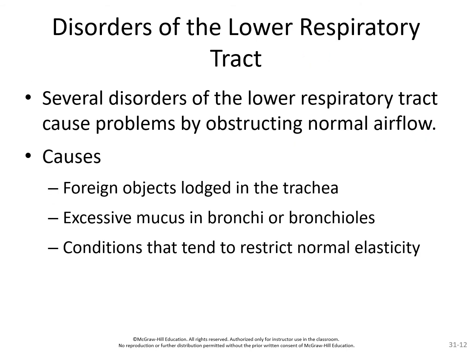Okay, so there are several disorders of the lower respiratory tract. Some of them cause problems by obstructing normal airflow. So what are the ways that you can obstruct normal airflow in the lower respiratory tract? You can have foreign objects that are lodged in the trachea. This, of course, is going to cause choking. You can have excessive mucus production in the bronchi or bronchioles, and there are a number of things that can cause this. And then there are conditions that can restrict the normal elasticity of the lungs. Lung tissue is normally pretty incredibly elastic. It has a great ability to expand and then return to its original shape.